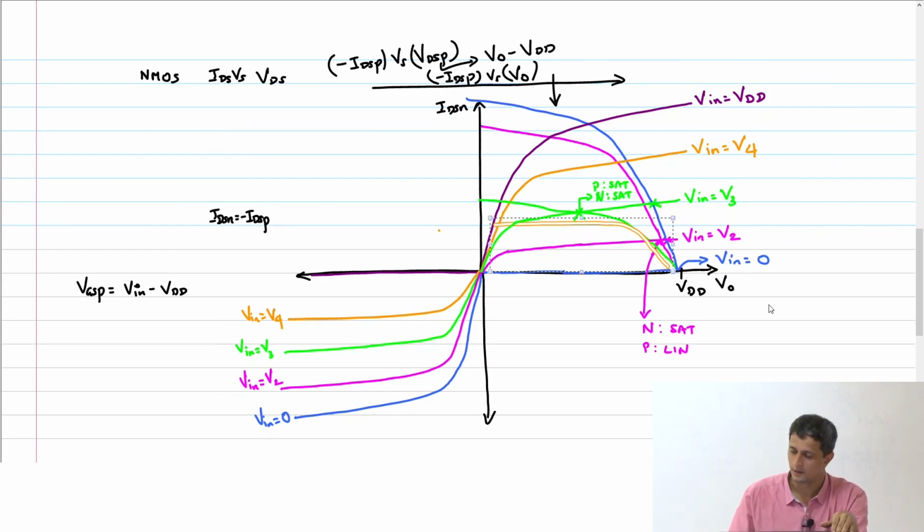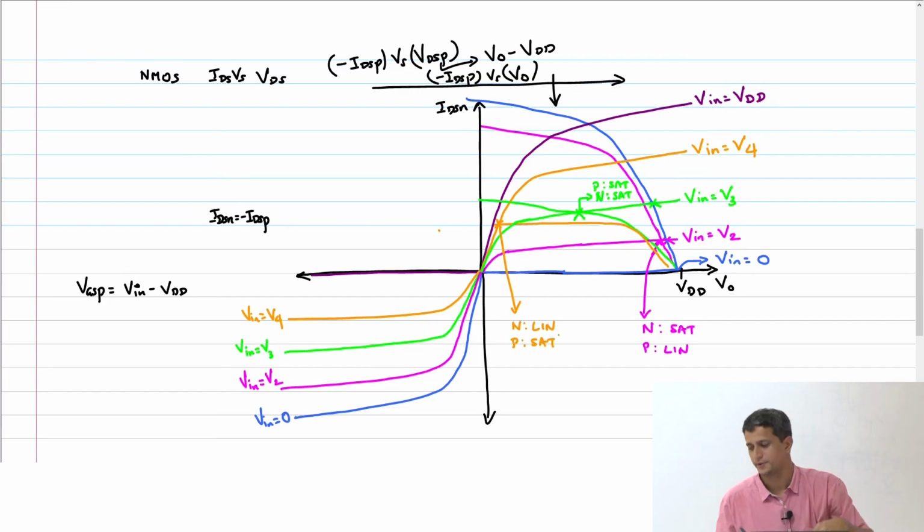So this point of intersection is here. What is the region of operation for N and P? NMOS is in linear, PMOS is in saturation, right? So this is NMOS in linear, PMOS in saturation region.